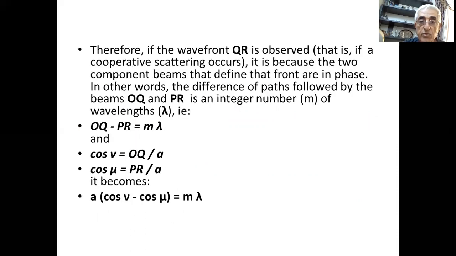Therefore, if the wavefront QR is observed, that is, if cooperative scattering occurs, it is because the two component beams that define that front are in phase. In other words, the difference of path between beams OQ and PR is an integer number m of wavelength lambda. So OQ minus PR equals m lambda, and cosine V equals OQ divided by A, and cosine mu equals PR divided by A. It becomes A times (cosine V minus cosine mu) equal to m lambda.